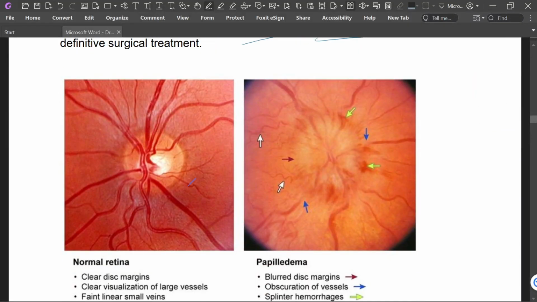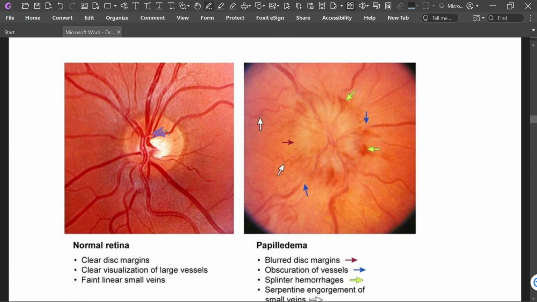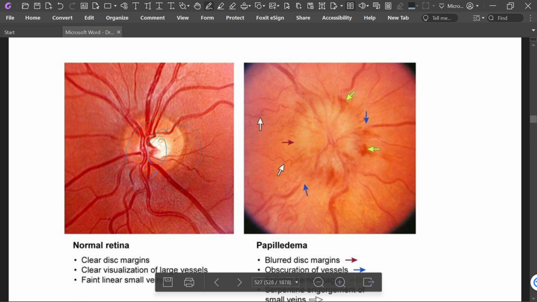This is a normal retina. This is the cup. This is the disc. The cup disc ratio is normal. There is a clear disc margin, clear visualization of the large vessel and faint linear small vessels.